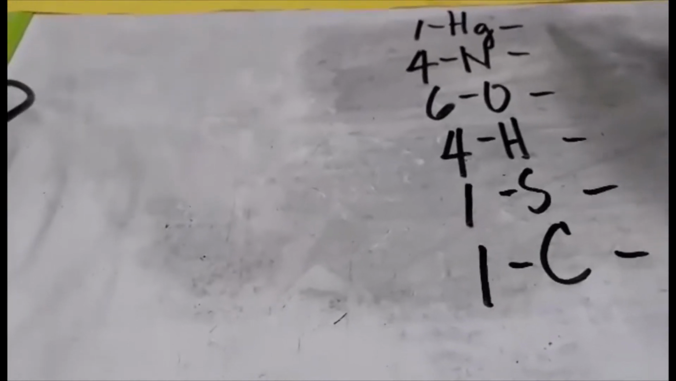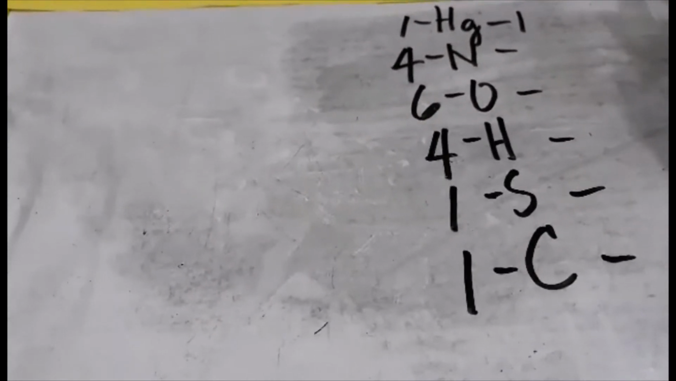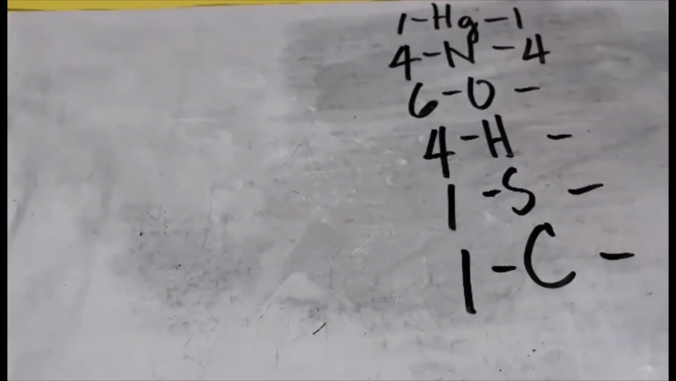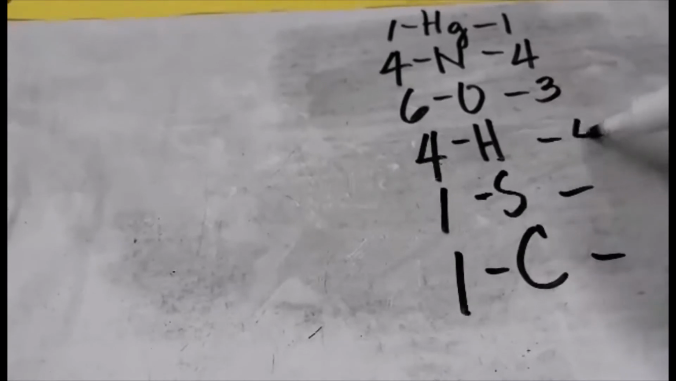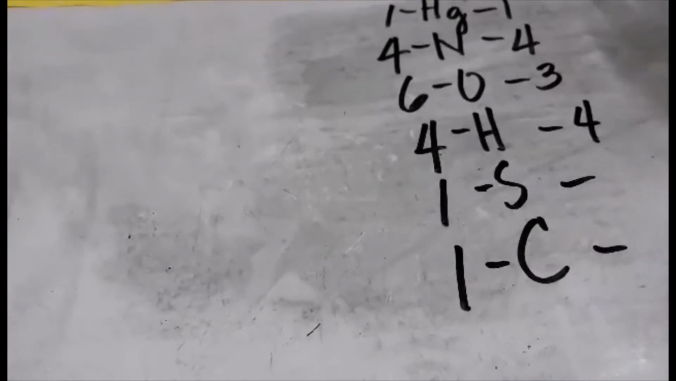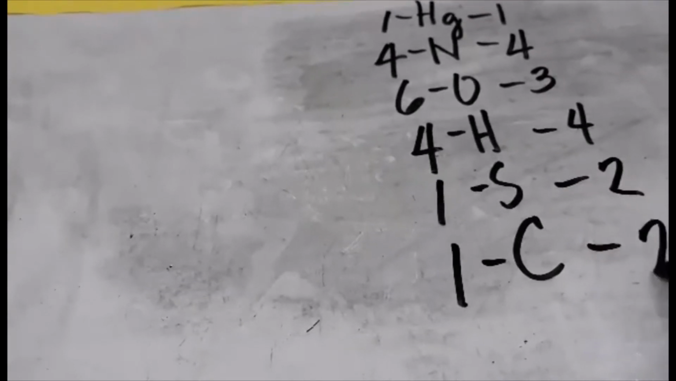So we have here sa product, we have 1 for mercury. Nitrogen is 2 plus 1 plus, that is 4. We have also our oxygen. Oxygen is 3. We have our hydrogen is 4. And we have our sulfur is 2. And carbon is also 2.